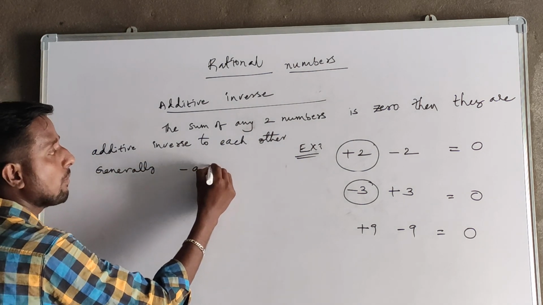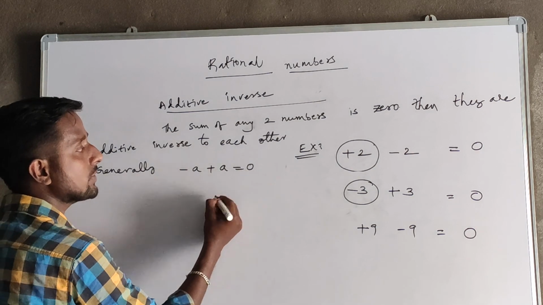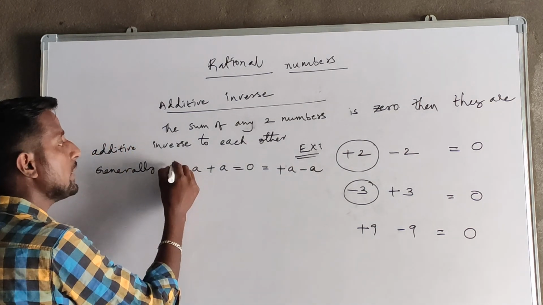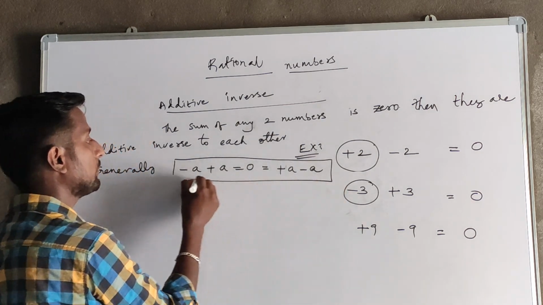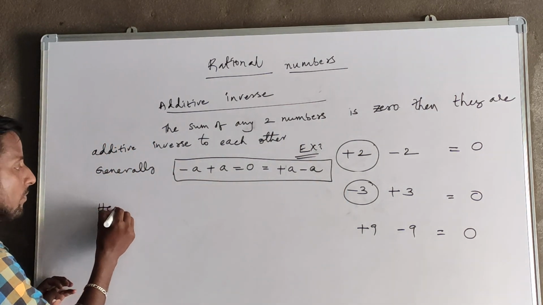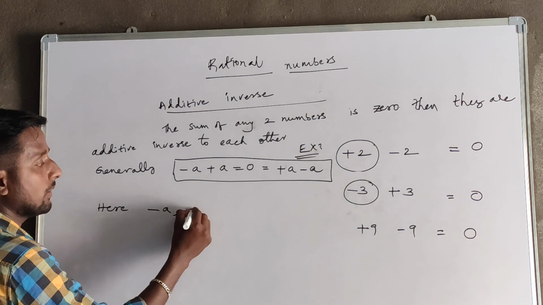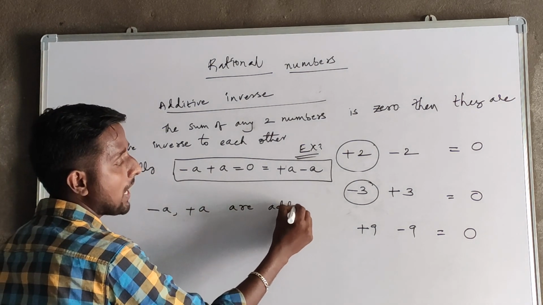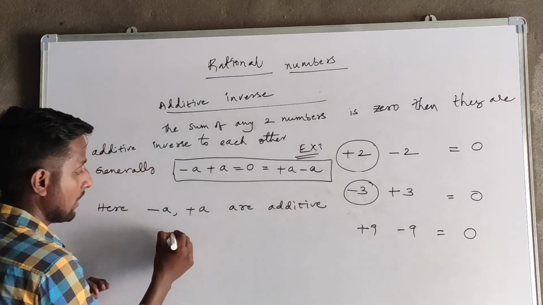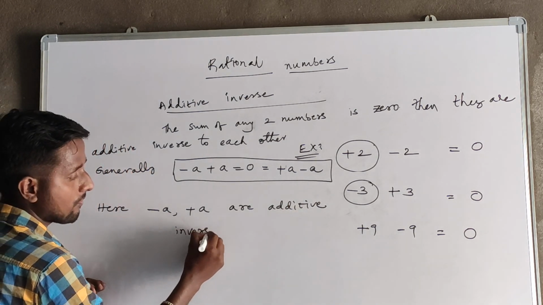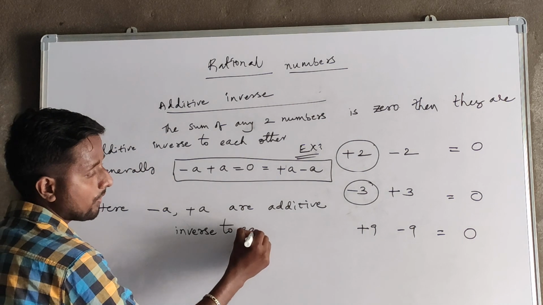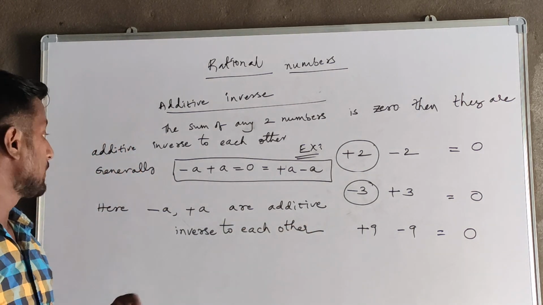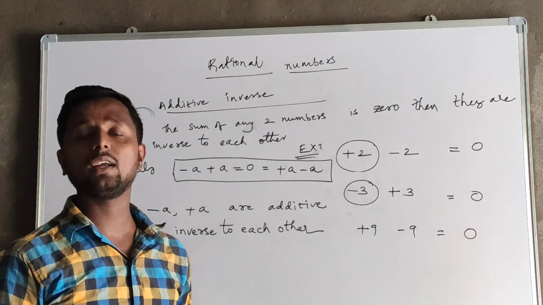Minus a plus a is equal to 0, or plus a minus a is also equal to 0. Here, plus a and minus a are additive inverse to each other. So this is a way of writing the additive inverse.